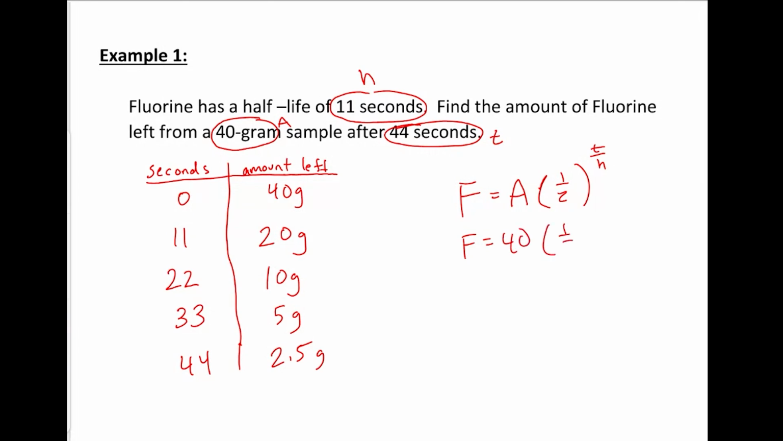So you have 40 times a half to the power of 44 over 11. And you can see how the 44 over 11 becomes 4. Again, this is computing how many half-lives have occurred. And we can see that in the table very clearly.